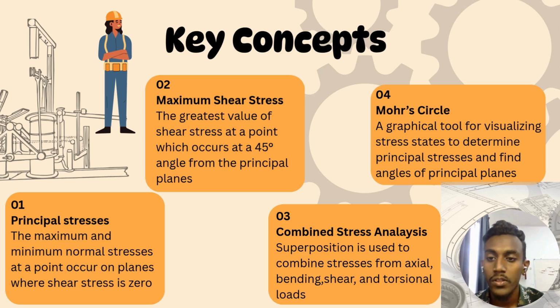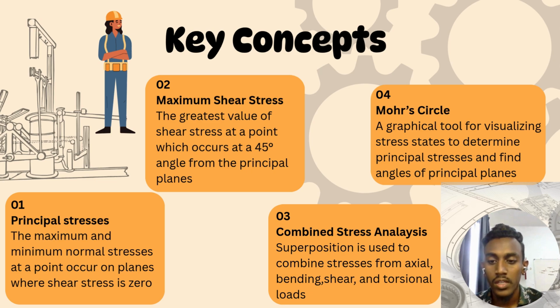Following this part, we have the key components. There are four of them. Let's start with the first one, the principal stress. This is the maximum and minimum normal stress at a point, occurring on the plane where the shear stress is zero. The second is the maximum shear stress, the greatest value of shear stress at a point, which occurs at a 45 degree angle from the principal plane.